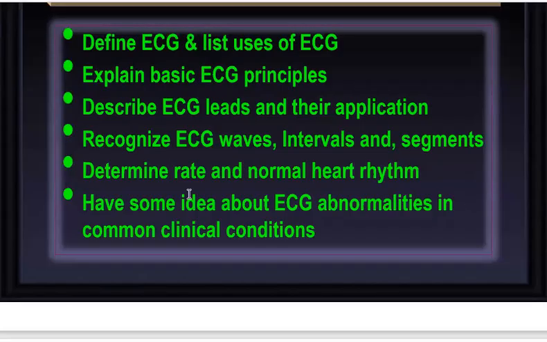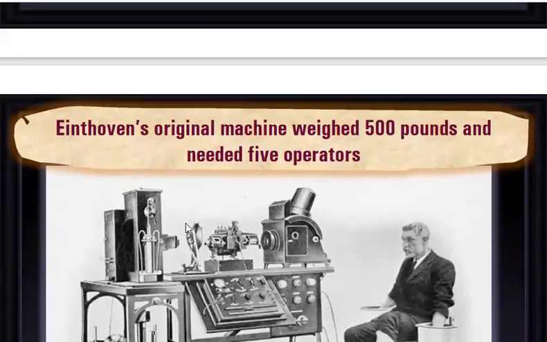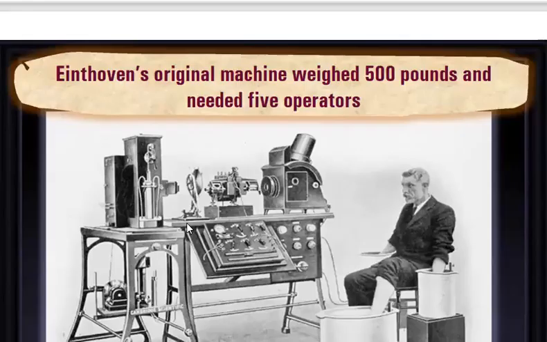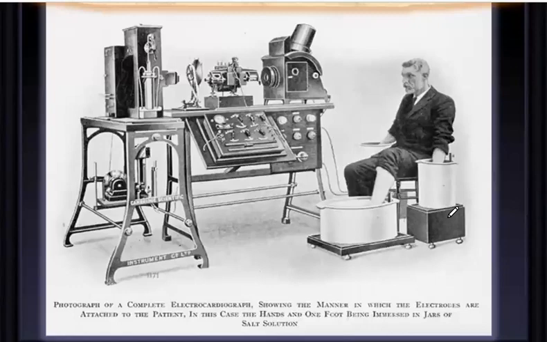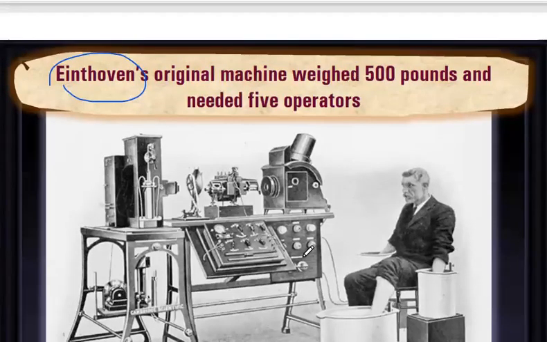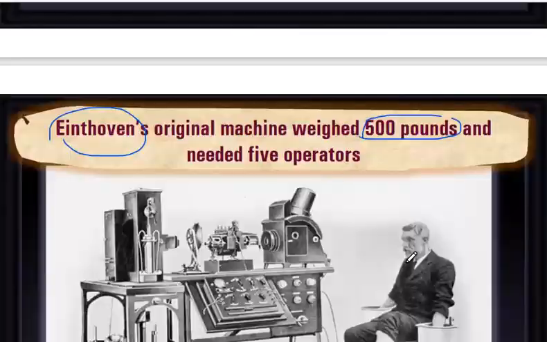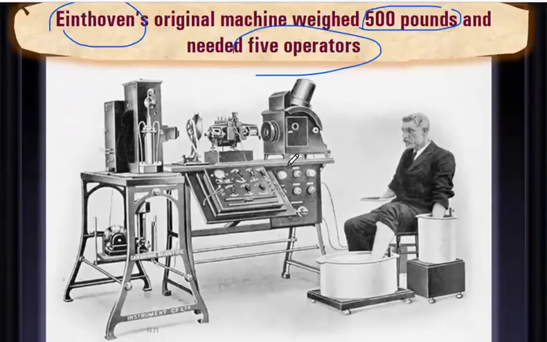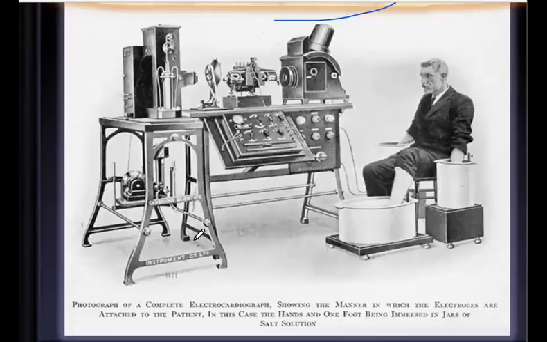Basics of ECG. So let's start. ECG was invented by Einthoven, the scientist. At the beginning, the machine cost 500 pounds. This is the ECG machine. You needed 5 operators to operate this machine. So this is the old machine we have.